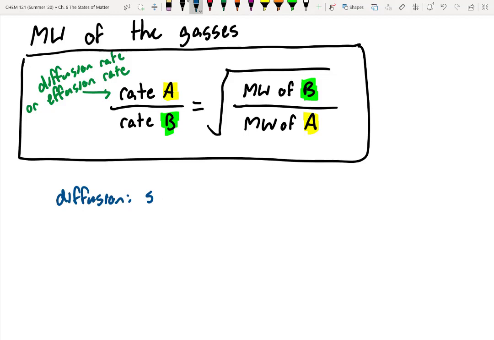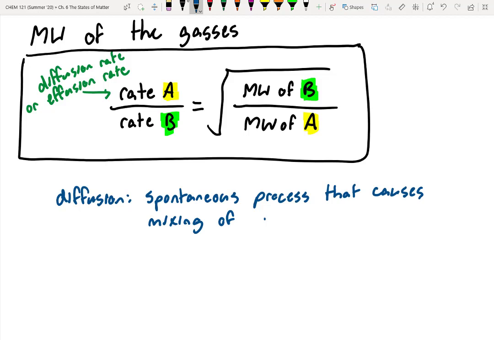So let's just write this down. It's a spontaneous process that causes mixing of gases.